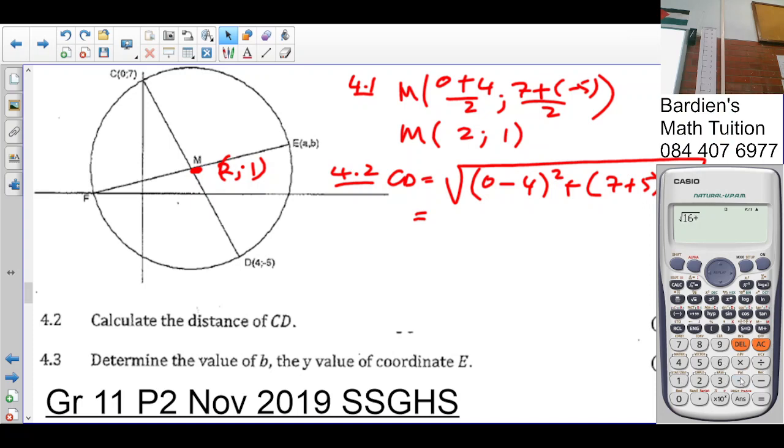16 plus 12 squared, which is 154. It's 4 root 10. Okay. Then it says determine the value of B, the y value of the coordinate of E.